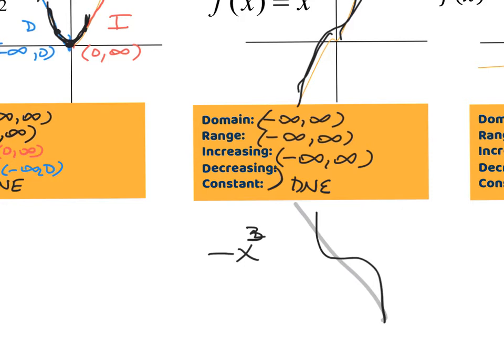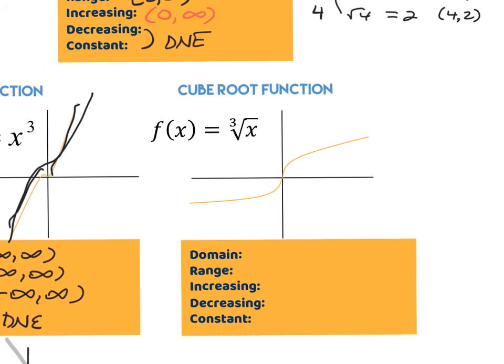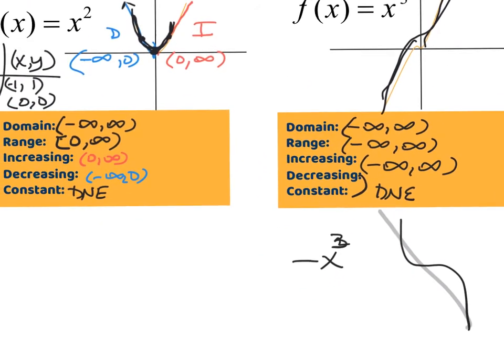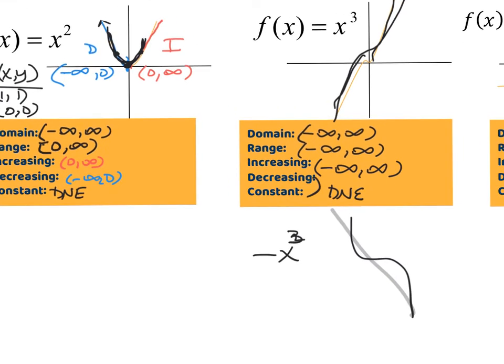And then the last parent is the cube root function. It sort of looks like we're taking our graph and rotating it a little bit, like this one, and we rotate it around. So let's see it. This is the x cubed. Oh, I can also do the table here. Let me do the table for the x cubed.